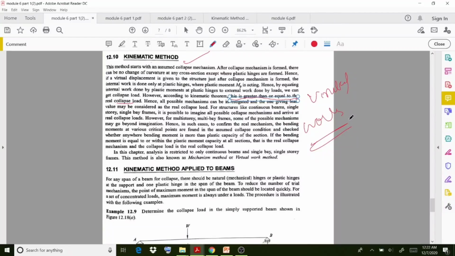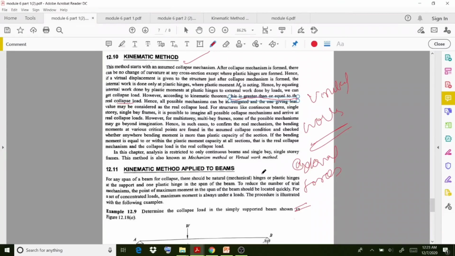So what does the principle of virtual work state? If a system of forces in equilibrium is given a virtual displacement, then the work done due to external forces is equal to the work done due to the internal forces. So using that principle we work out the kinematic method for the different cases. Our final aim is to calculate the collapse load and also the plastic moment.